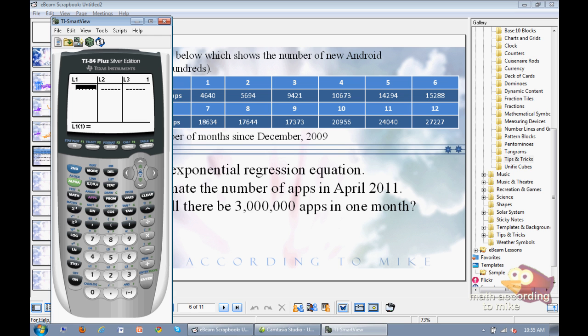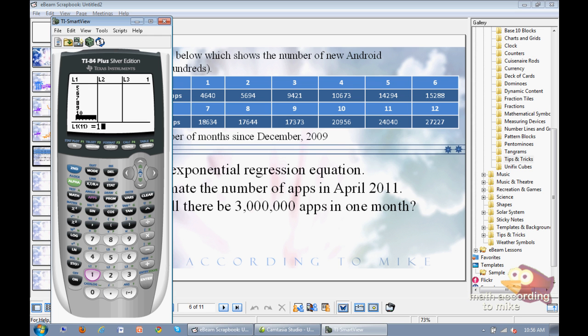L1 is your X list. In this case, it's the number of months since December 2009. So 1 represents, if you're 1 month past December 2009, January 2010. Very good. So the lighter blue, we're going to go from 1 to 12. So 1, hit enter, 2, 3, so on and so forth.